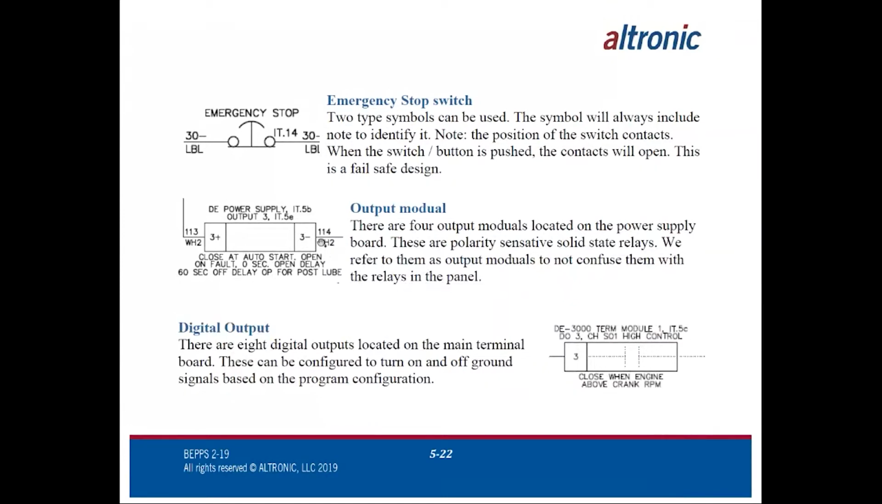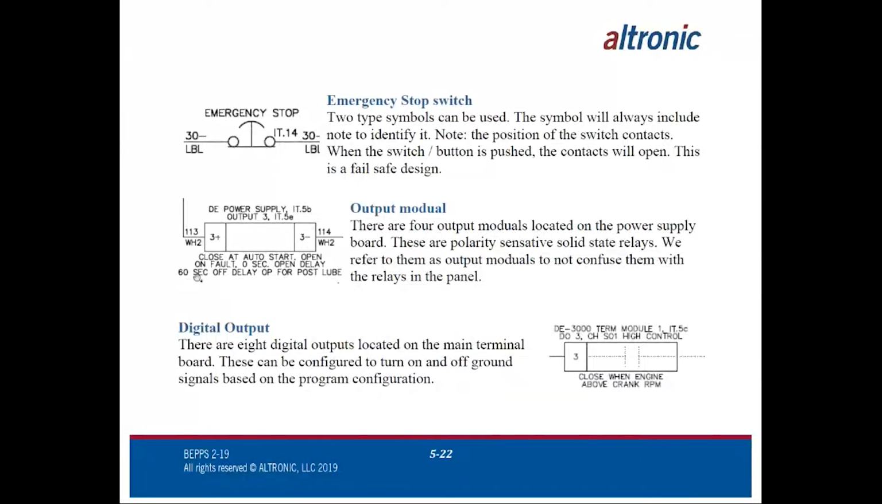So if I'm turning on and off a ground signal, I might bring in a ground signal here with a load or what needs to see that ground signal coming out on this side. We also generally always put notations in here. We'll say closed at, in this case it's closed at auto start, open on fault, 0-second open delay. We do have an extra notation in here that says 60-second off delay option for post loop.